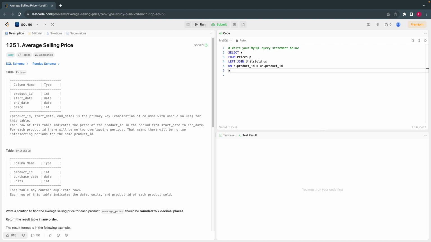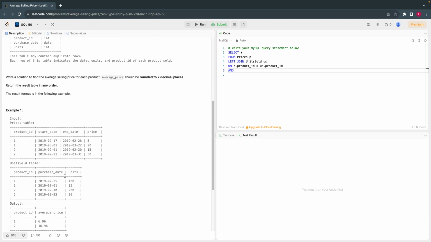And the purchase date, which is this, between start date and end date. Okay, let's see what we get.